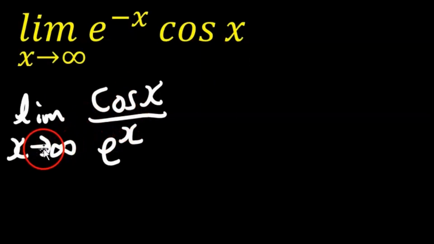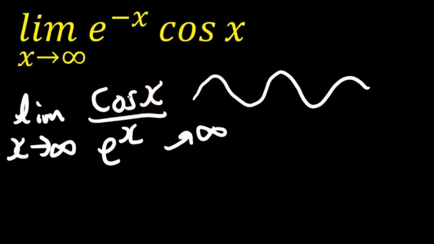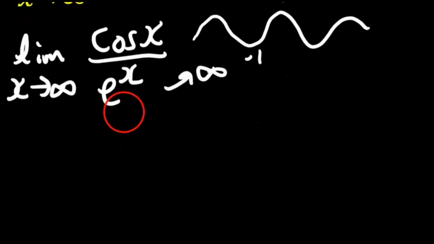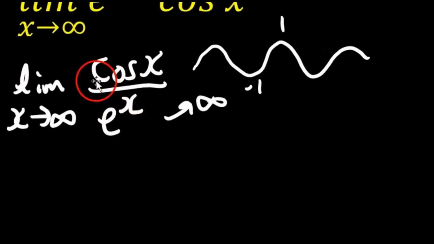Now, if we plug in infinity, this denominator goes to infinity, but the numerator oscillates, right? Cosine oscillates just like sine, and it goes from -1 to 1. Well, we have this oscillating behavior. Therefore, we have to use the squeeze rule again. Good old squeeze rule. So the lowest that cosine can be is if cosine is -1. This function, cosine x divided by e to the x, has to be greater than or equal to -1 over e to the x.